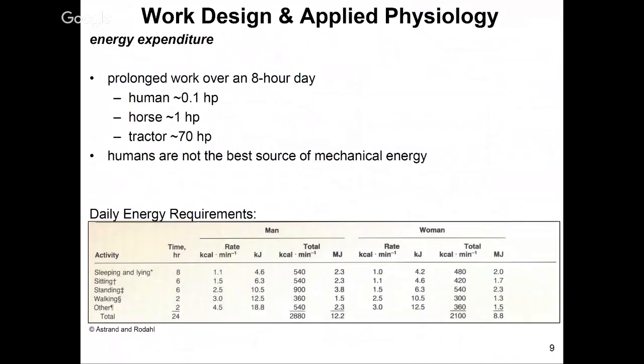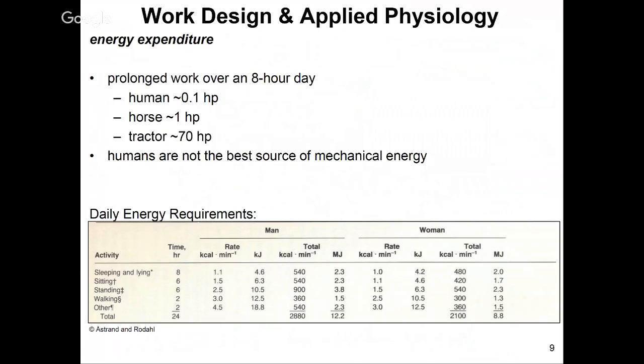When we work, we usually work in an 8-hour day. You can see how much horsepower we're able to produce, about 1/10 of 1 horsepower. 1 horse is 1 horsepower. So it's kind of interesting how 1 horsepower is determined, and then the tractor is at about 70 horsepower.